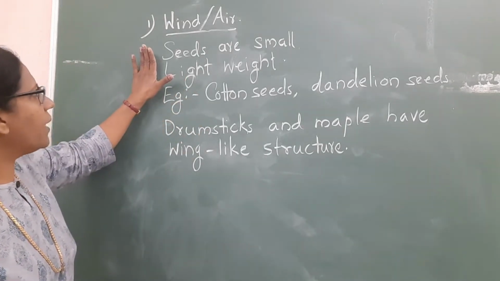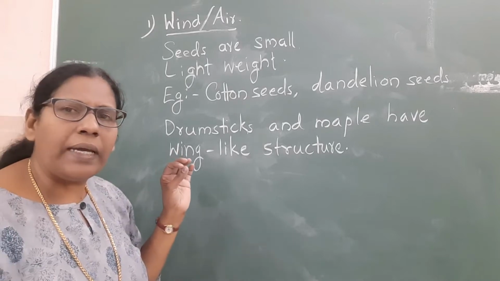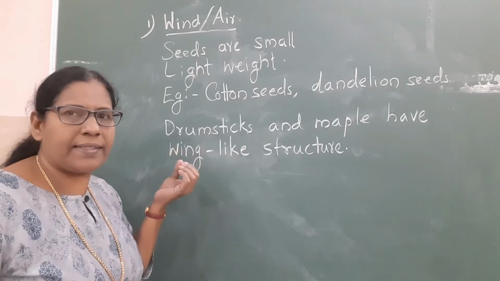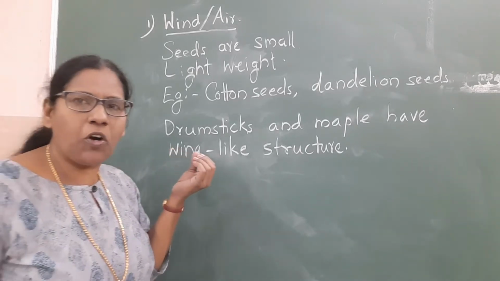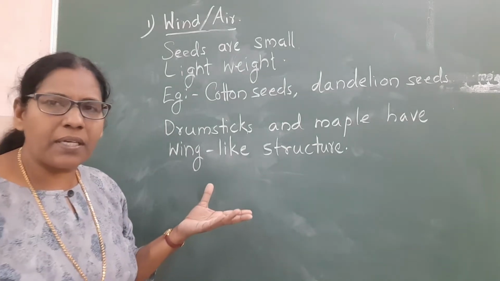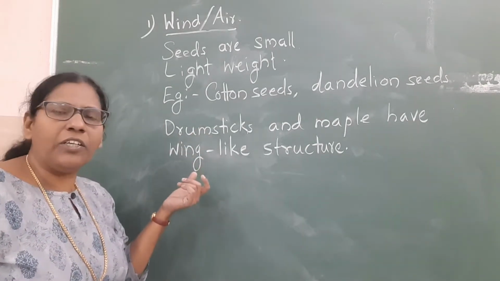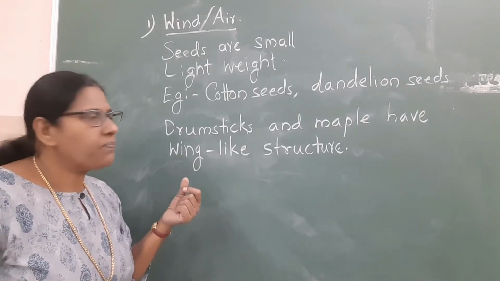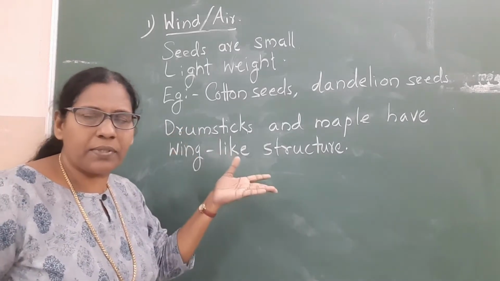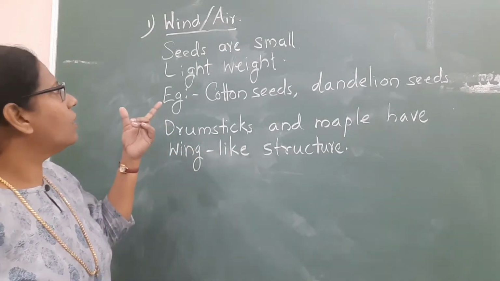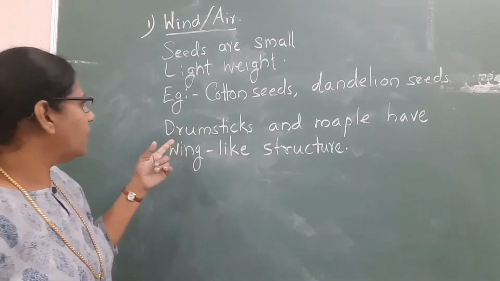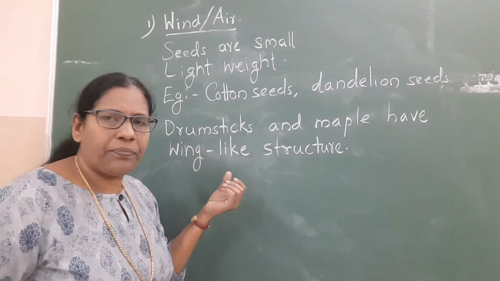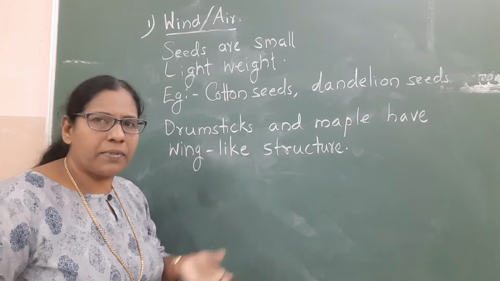In this case, seeds should be small and light in weight. Weight should be very little and seeds should be small. Then the wind can disperse them. Examples are cotton seeds and dandelion seeds. They have hair around the seeds, so this helps the wind to disperse them. Then drumstick and maple have a wing-like structure, so the wind can disperse them.